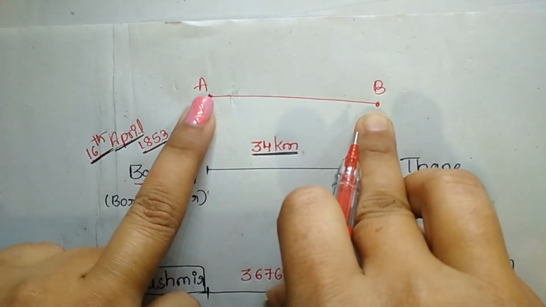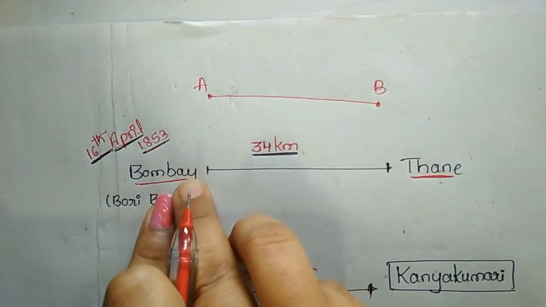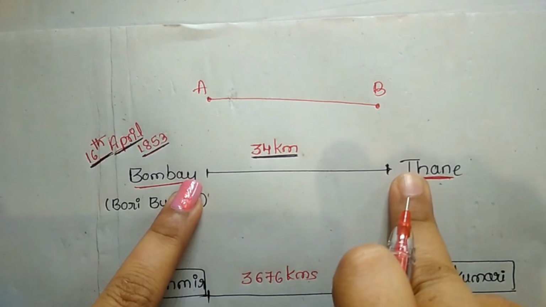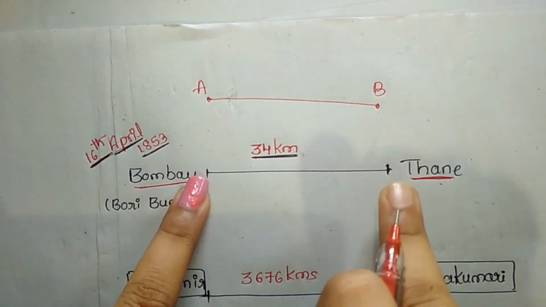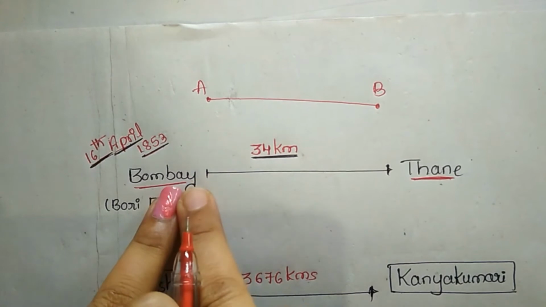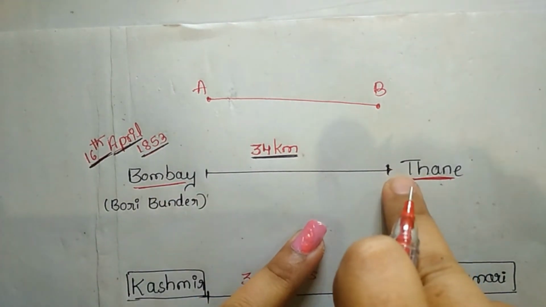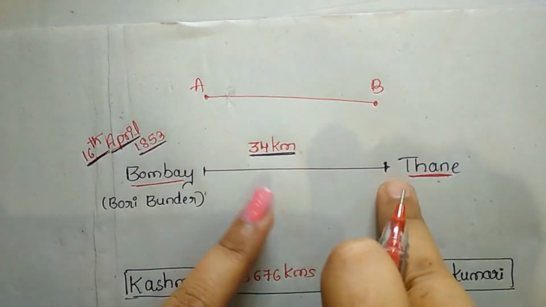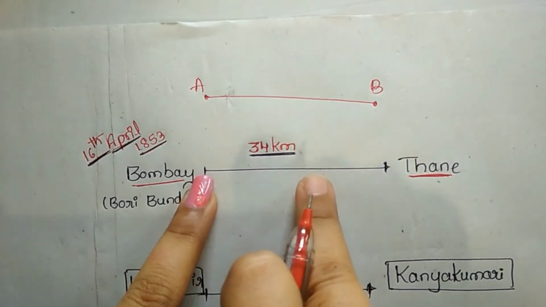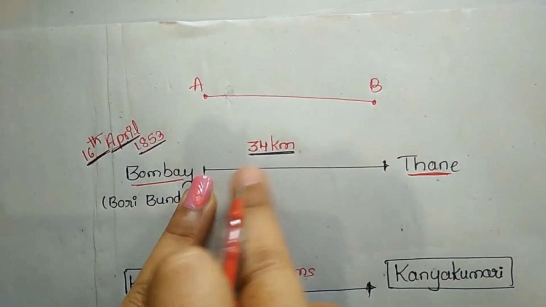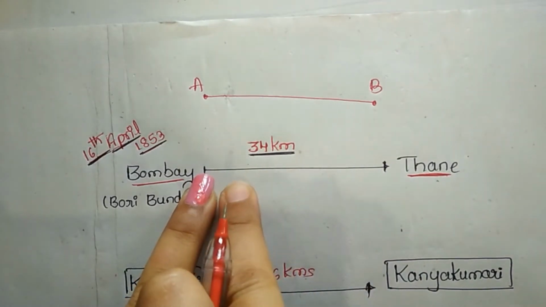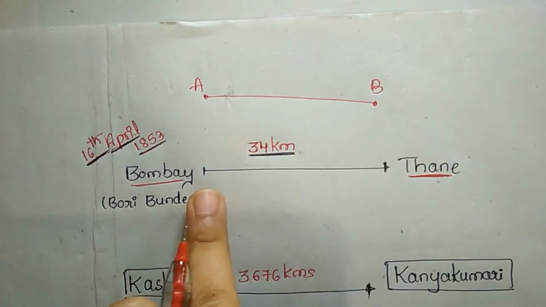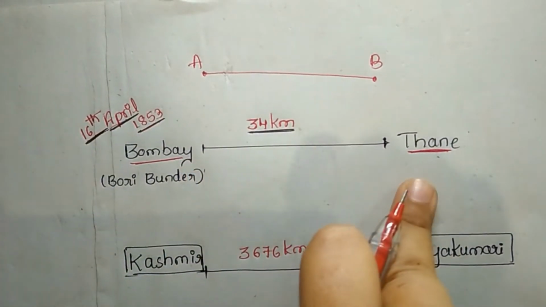I have already told you. If I take A as the place Bombay and B as the place Thane, then you can see there are 2 points, a starting point and an ending point. If the train starts from Bombay and completes its journey in Thane, there is a finite distance covered by the train, and this finite distance is called a line segment. Now we understood through one more example what can be called a line segment.